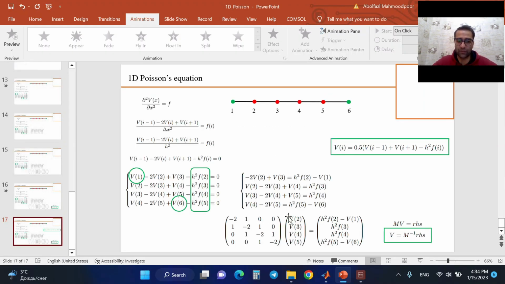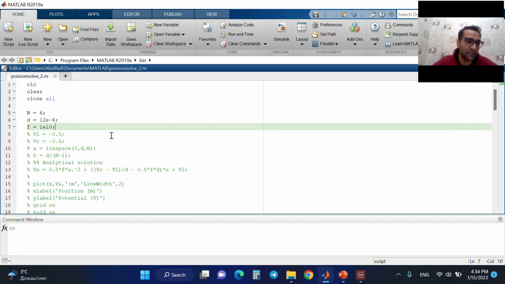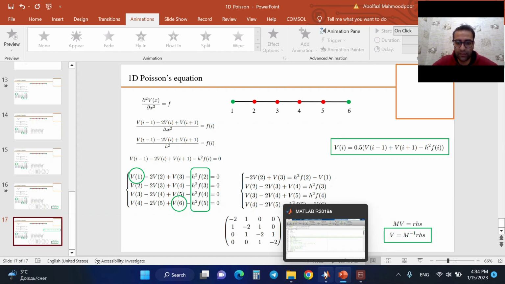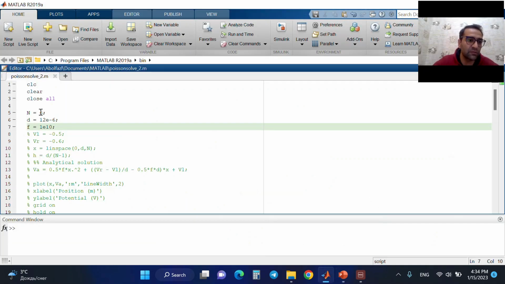Okay, let's go to MATLAB and start writing out the code. I have the written code here just to make the video fast, and I will explain it line by line. As usual, I will start with clc, clear, and close all. Let's assume that, as we mentioned here, we have only six grid points for solving this problem. Therefore we define n, the number of grid points, as 6.